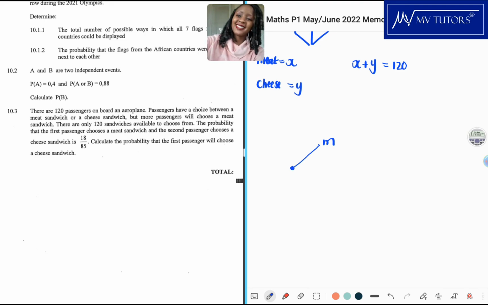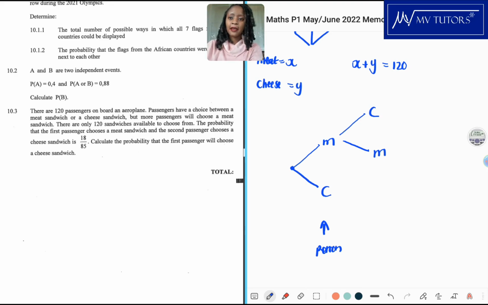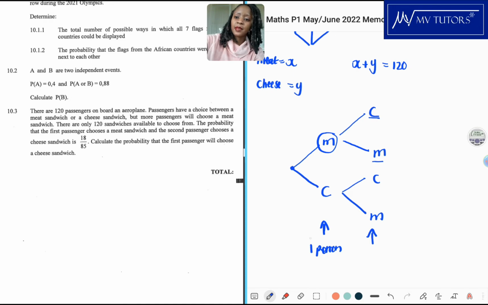Then the second one, it will depend. Will they go for cheese or will they go for meat? There's that option. So this is the first person that we're looking at. They can either choose meat or they can choose cheese. Then the second person, from the one who chose meat, can again choose either meat or cheese. So that's the second person, after the first person.